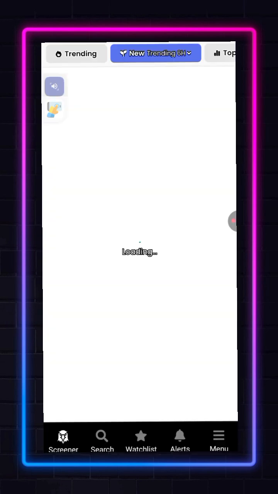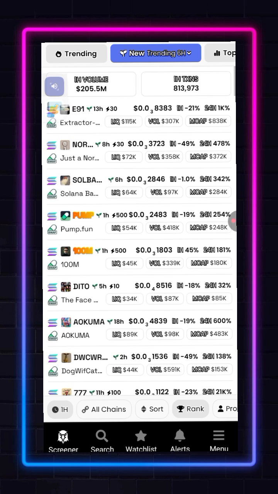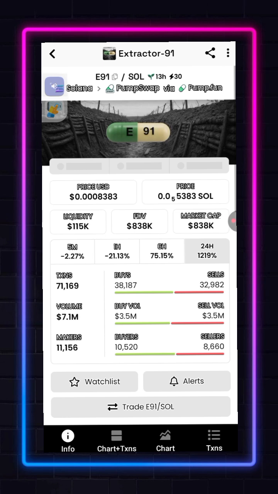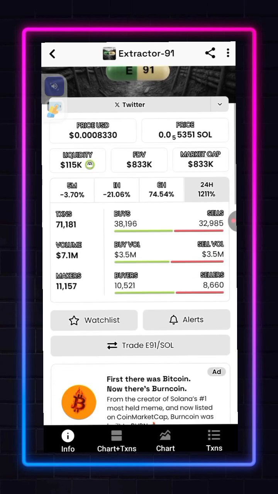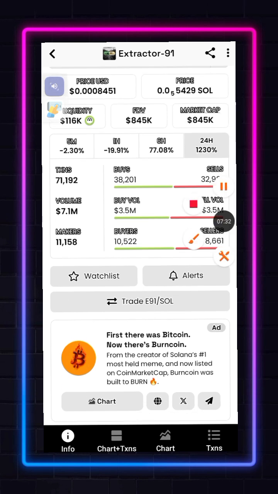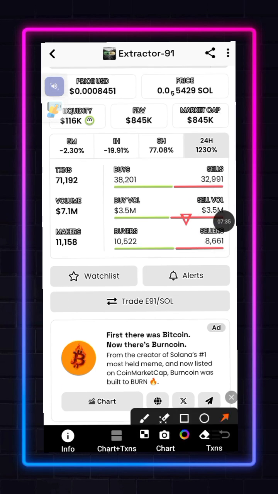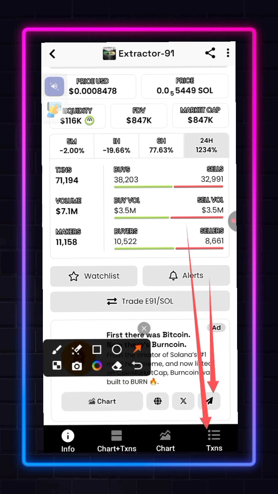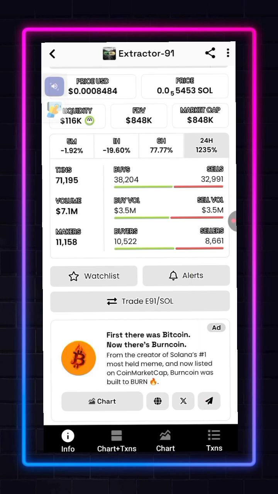What I want you guys now to check again is how many people are holding this particular token, right? That is very, very important. Now, for us to confirm that, we have to tap right here. This place you're seeing right here. If you are yet to install Dex Screener, make sure you go to Play Store and install Dex Screener. That is the application you are going to use to do all this analysis.